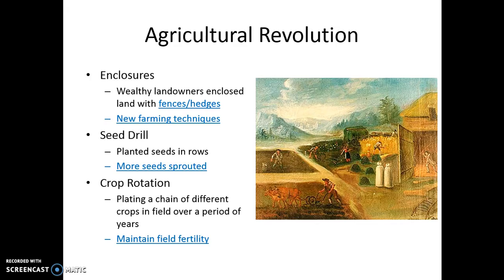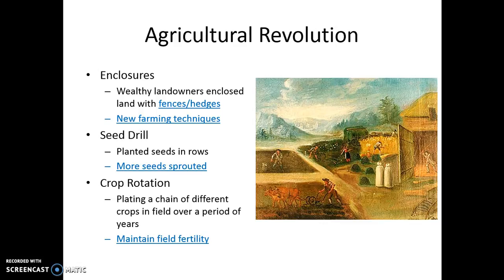So before the Industrial Revolution, we experienced an agricultural revolution. First, it started with enclosing land. Wealthy landowners began to use fences and hedges to keep their land secure so that other people could not come farm on their land. And we also see the development of new farming techniques, things like using fertilizer or crop rotation so that you maximize the amount of food that you can grow.